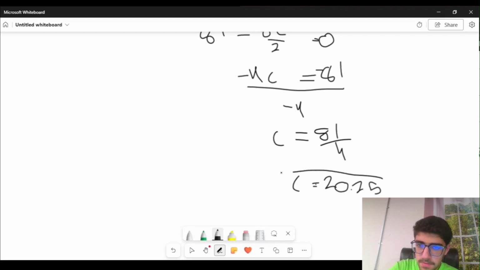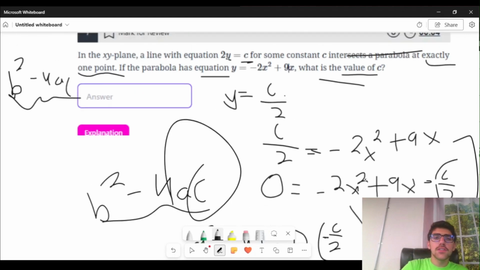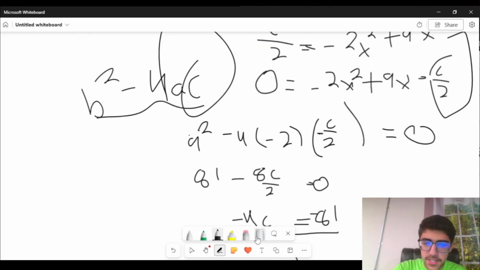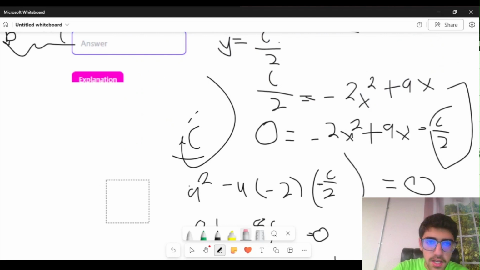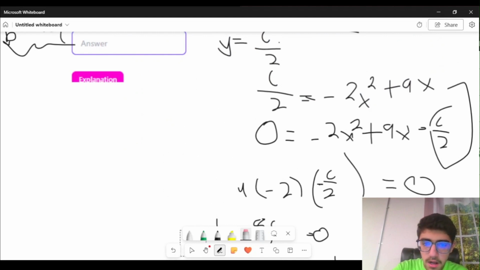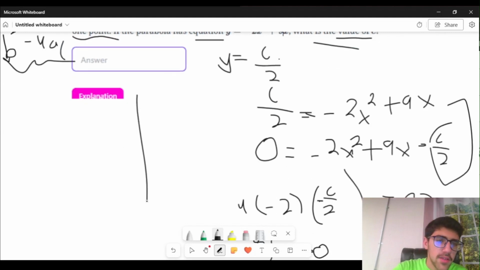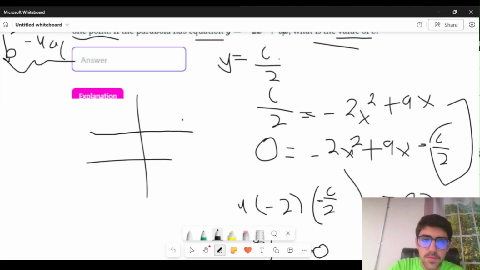So that is one way to solve it. The other way to solve it is to understand the graphs of the equations. Let me just make some room over here. Let's say you know this equation, y equals c over 2. You know that this is going to be a straight line, something like this, with 0 slope.